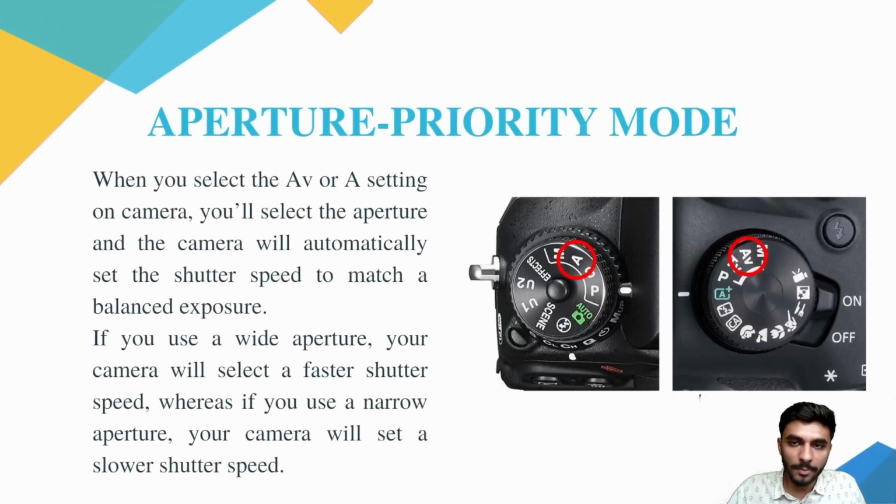Now let's talk about the aperture priority mode. So aperture priority mode is also marked in two different ways. In some cameras it is marked as A, while in other cameras it is marked as AV. When you select this setting, you will select the aperture and the camera will automatically set the shutter speed to match a balanced exposure. If you use a wide aperture, your camera will select a faster shutter speed, whereas on selecting a narrow aperture, your camera will set a slower shutter speed.